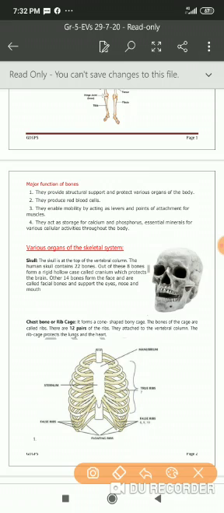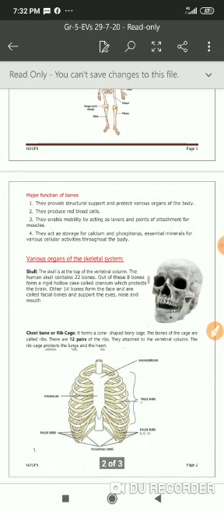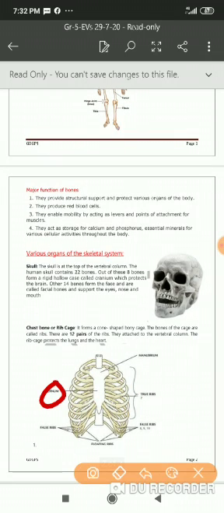The bones of the rib cage are arranged in pairs on either side. On the front side, they are connected to the chest bone, what you call the sternum, and from the back side they are connected to our spine, that is the backbone. So this is all for today.